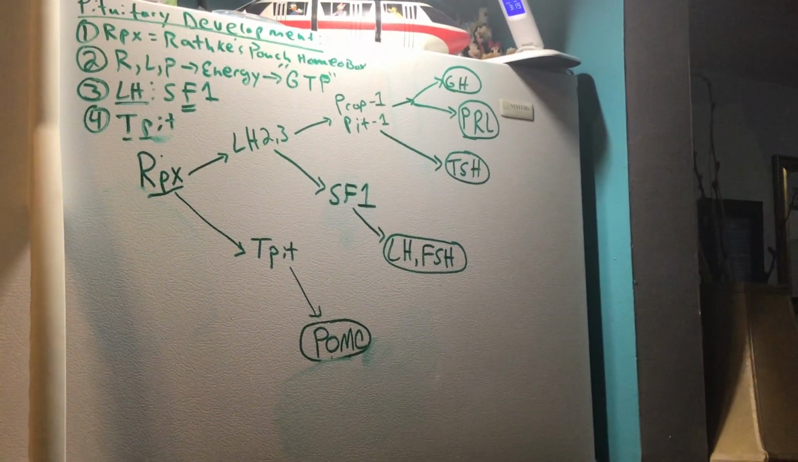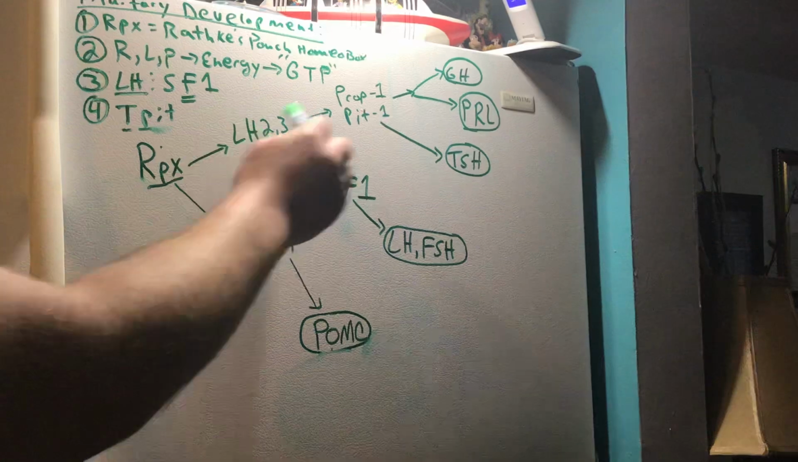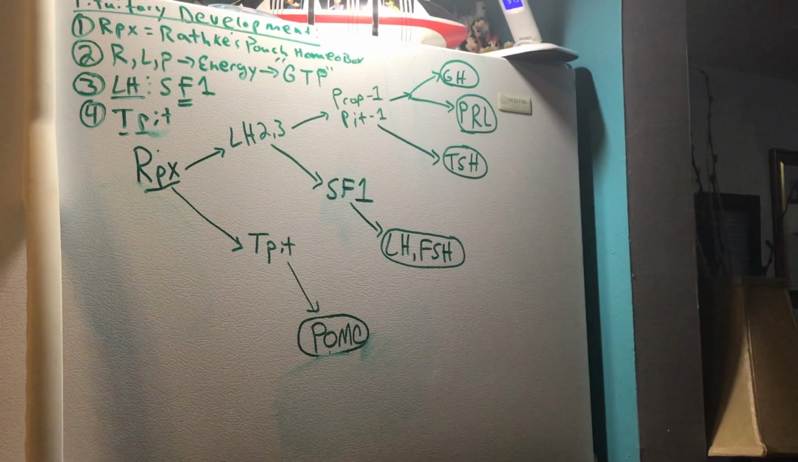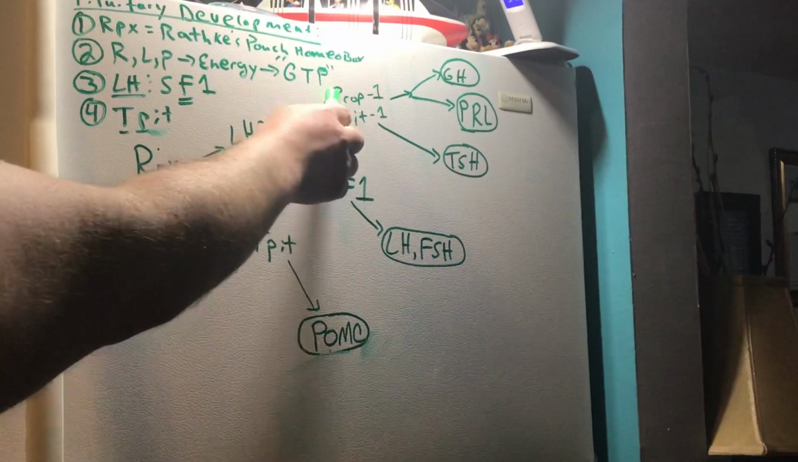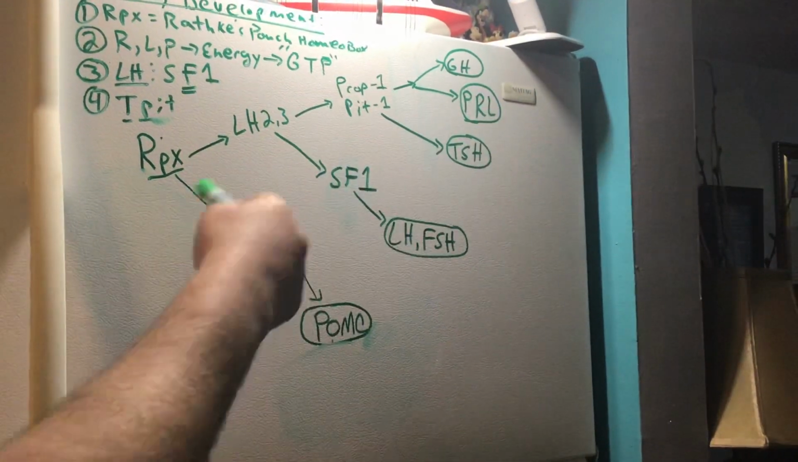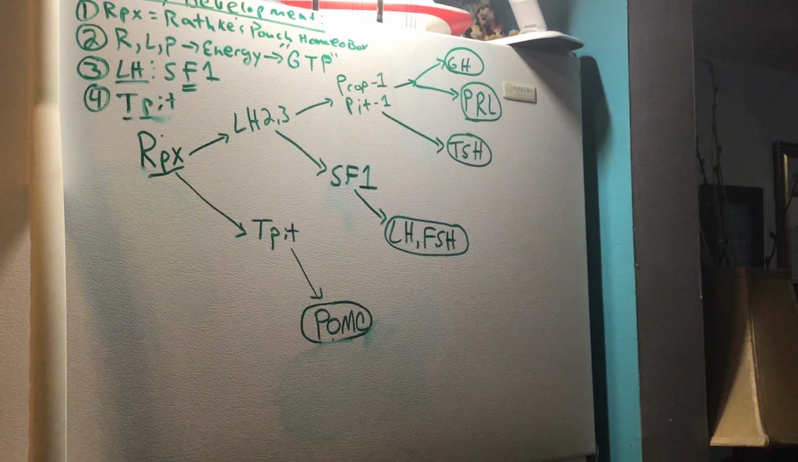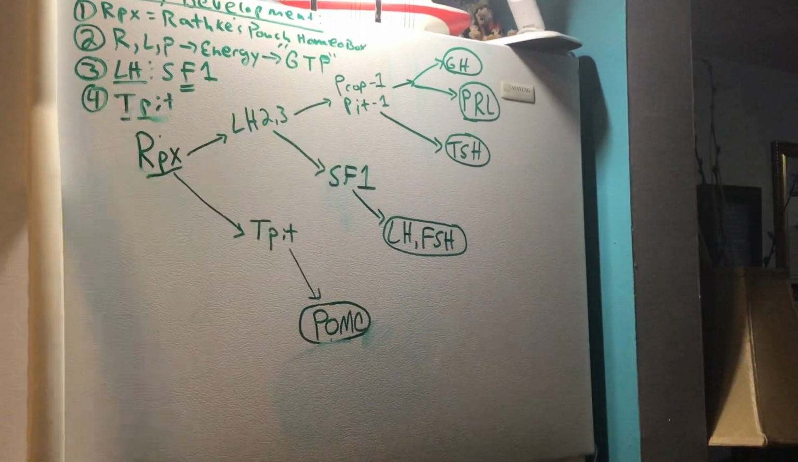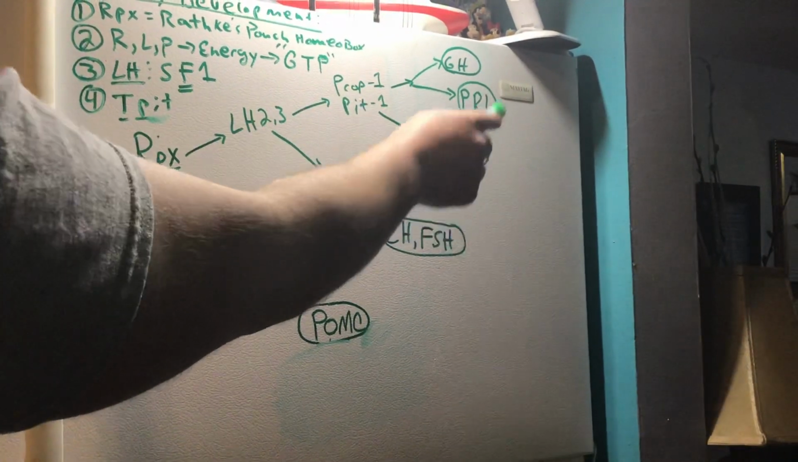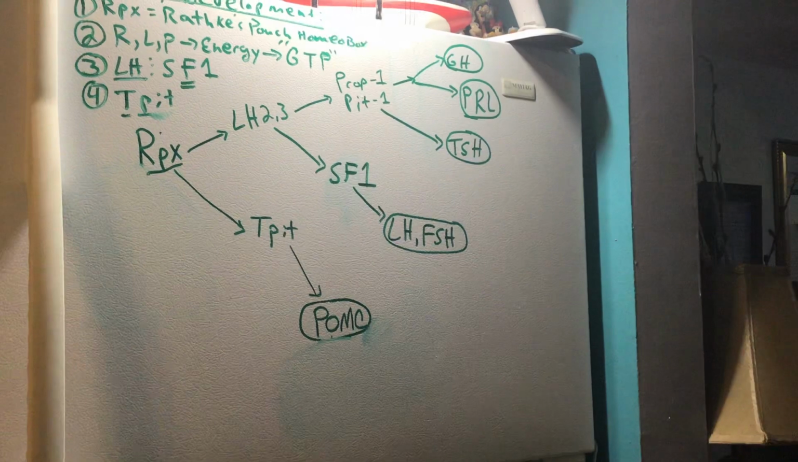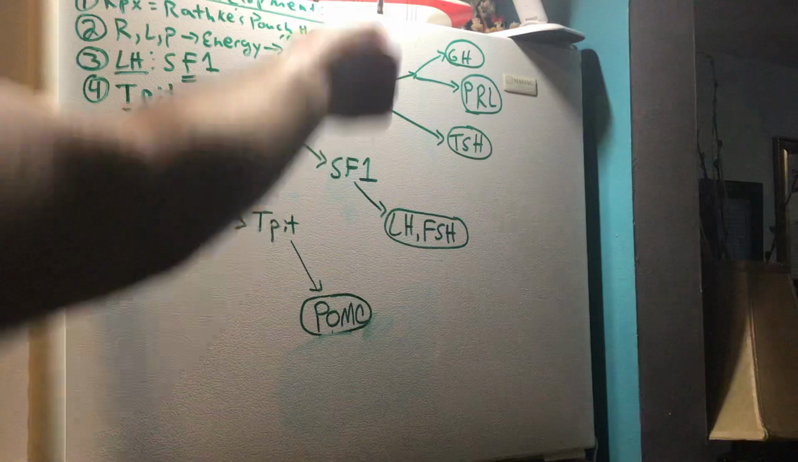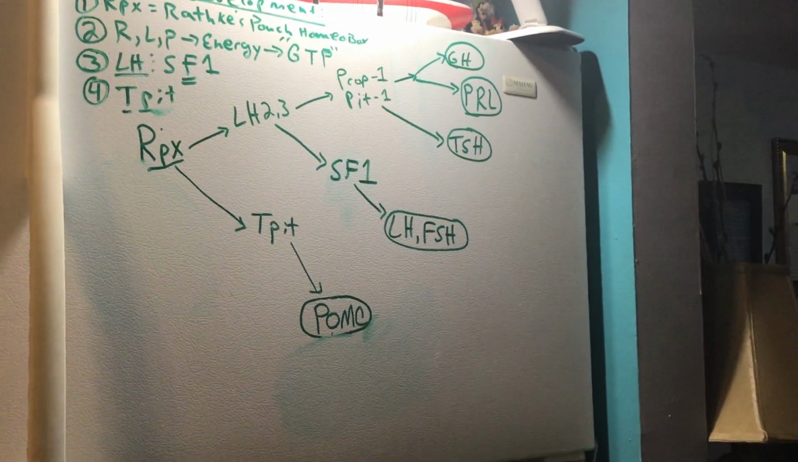I want to first go through this pathway of going from RPX to LHX3 to PROP1 and PIT1 and to these 3 hormones. The mnemonic and the jingle I like to use is: RLPs get you energy, and that energy, now this is the part I love, is GTP. Not guanine triphosphate, but G, growth hormone, T, TSH, and P, prolactin, GTP. So RLPs get you energy, and that is in the form of GTP. That's my little jingle I like to remember.